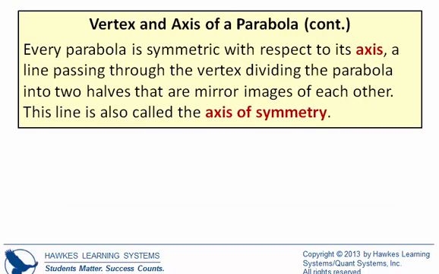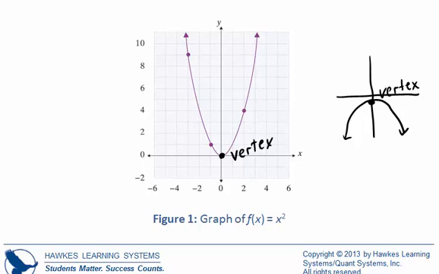Every parabola is symmetric with respect to its axis. A line passing through the vertex dividing the parabola into two halves that are mirror images of each other. This line is also called the axis of symmetry. So let's go back to our picture for a second. What we're talking about when we talk about the axis of symmetry is a line that cuts the parabola into two equal parts. So on this graph, the axis of symmetry is going to come straight down the middle.